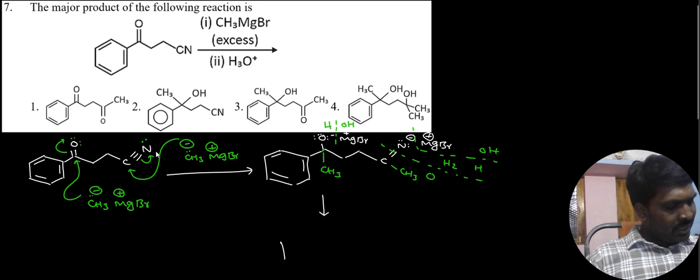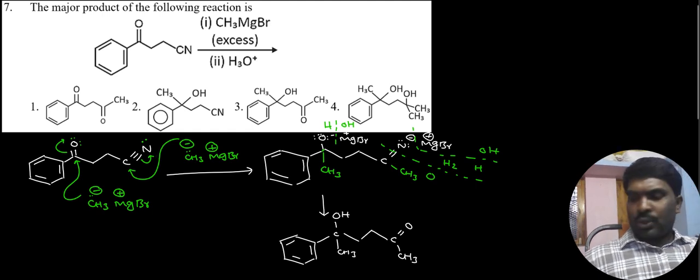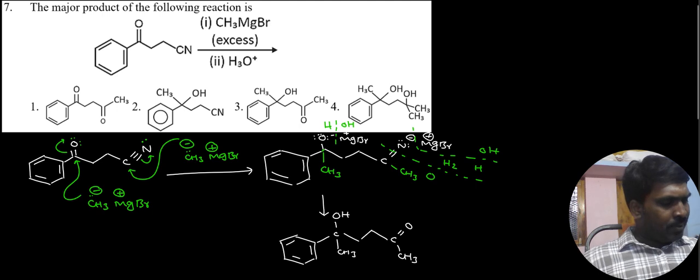So then the ketone is converted into tertiary alcohol and this cyanide is converted into ketone. So then this is the right answer. Which option is the right answer? Option 3 is the right answer.